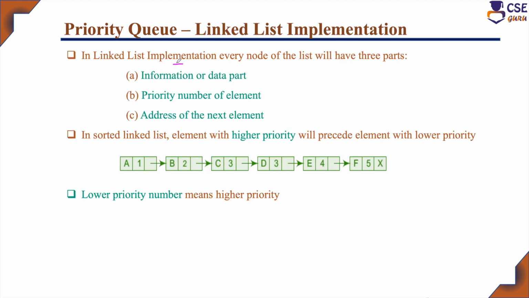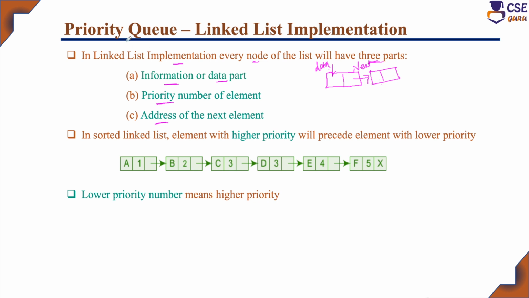In linked list implementation, every node will have three parts. The first part will store the information or data. The second part will store the priority number. The third part will store the address of the next element. Normally in the queue data structure, the linked list implementation has two parts: the data part and the next pointer part. The data part stores the element, and the next pointer stores the address of the next element. That is the purpose of the next pointer.